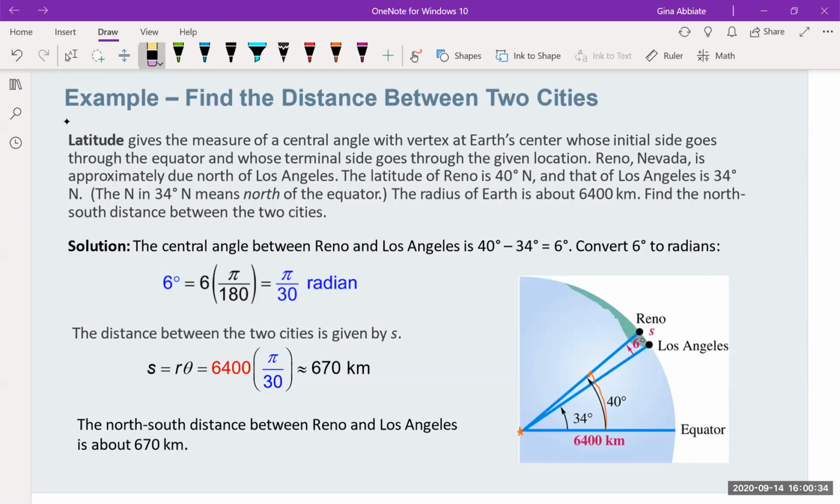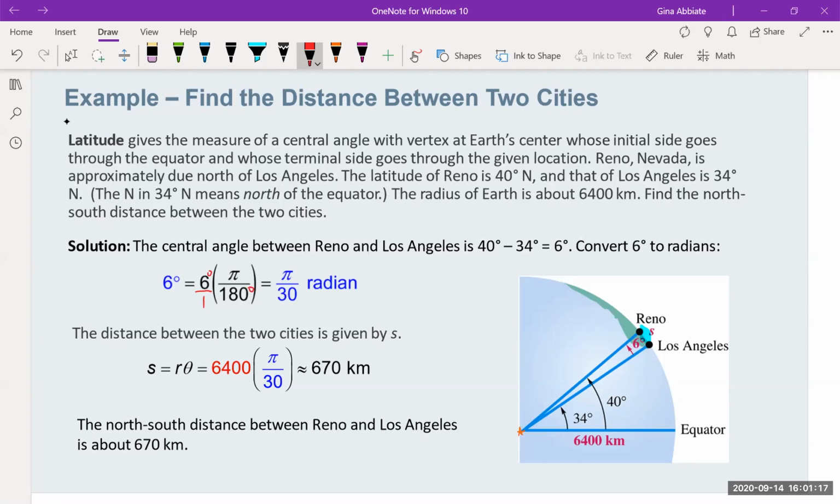It's telling us that the latitude of Los Angeles is approximately 34 degrees north, and for Reno, Nevada, it's about 40 degrees north. And so what we're trying to do is find the distance between these two cities, or the arc length here, right? Because the Earth is curved. So just by looking at this picture, we can see that the central angle between them is going to be 6 degrees. And so in this first step, they've taken the 6 degrees and converted it into radians, pi over 30 radians.